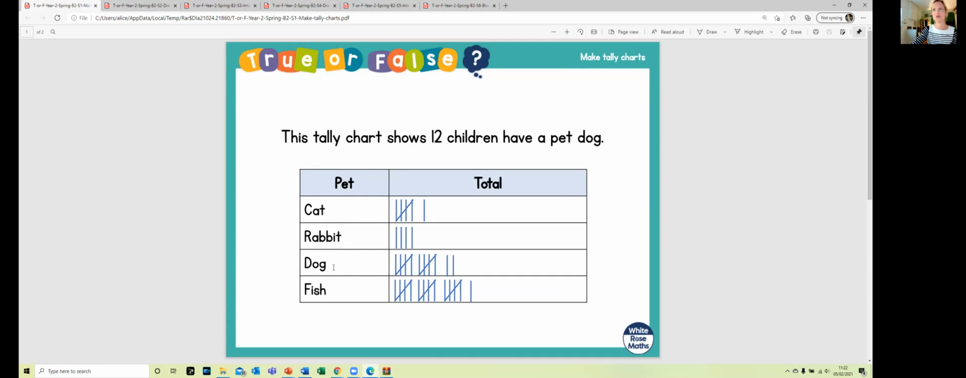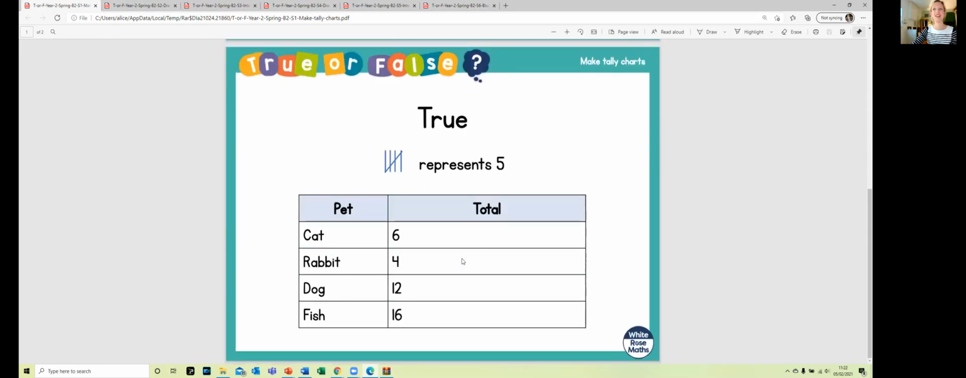Now I want to know about the dog, don't I, for this question? So let me count how many tallies are in that dog row, and they're grouped in 5s. 5, 10, 11, 12. So the answer is true.